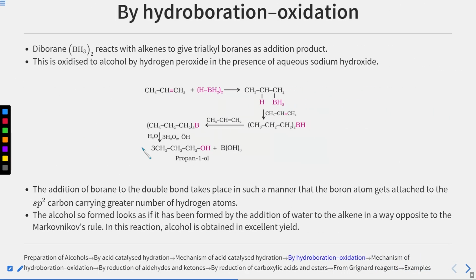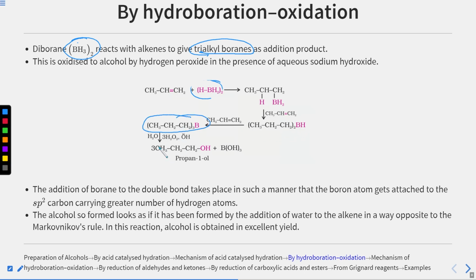Okay. Now we'll move to the next way in which we can form an alcohol using an alkene, that is hydroboration oxidation. In hydroboration oxidation, we use diborane, that is (BH3) whole twice. It can be written in this way also: BH2 and one more H, that is, (BH3) whole twice. It reacts with alkene to give trialkyl boranes. So this is the trialkyl borane.